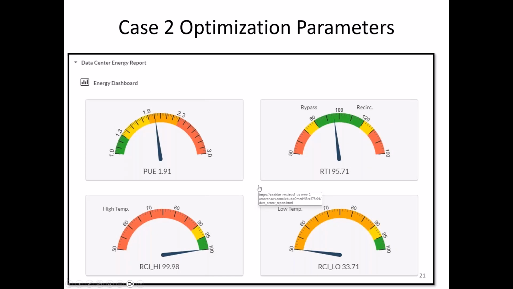So here's case 2. Now here, RTI is 95.71. So the first thing we did is begin to drive towards 100% by reducing the amount of air coming from the air handlers. So now our racks are still okay, and we're still too cold, but at least we've got this down, and our PUE has come down, right? Because the fan law is cubic.